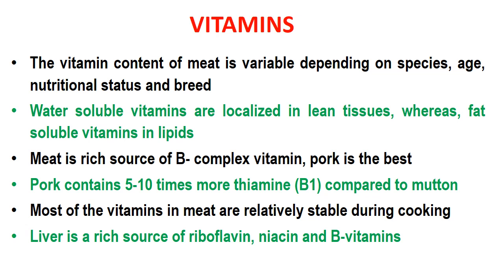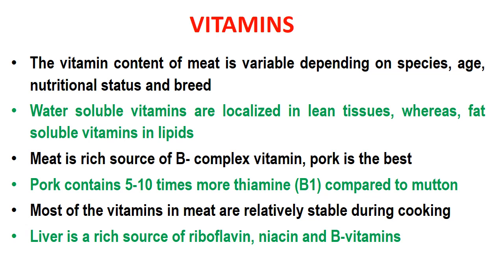So meat should have the lipid, meat should have the fat; it should not be just lean meat. It should have the fat to get the proper nutrients, especially some of the essential fatty acids and also these important fat soluble vitamins. Meat is a rich source of B complex vitamins, as I have mentioned earlier, and pork is very good for B complex vitamins, especially thiamine. Pork has the highest source of thiamine, B1, which is about 5 to 10 times more compared to mutton.